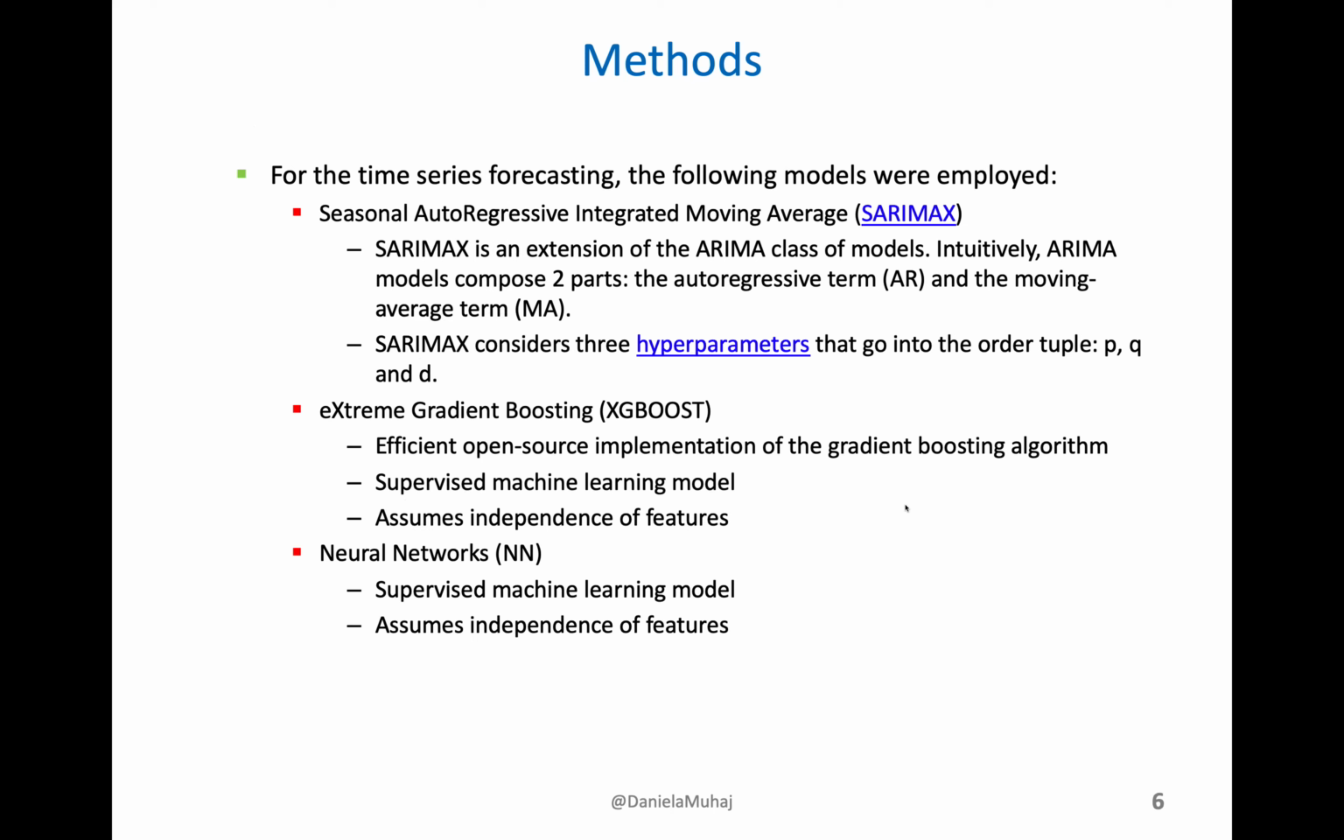So for the SARIMAX, one particular characteristic which is important in estimating the model is that it considers three hyperparameters that need to go into an ordered tuple, and these are P, Q, and D, and this is how the model extrapolates the forecasting trend. Before estimating it, these parameters need to be optimized, and I will show you that in a bit. And then XGBoost and neural networks, unlike SARIMAX, are supervised machine learning models, and the fundamental assumption is they need feature independence in order to be properly evaluated.